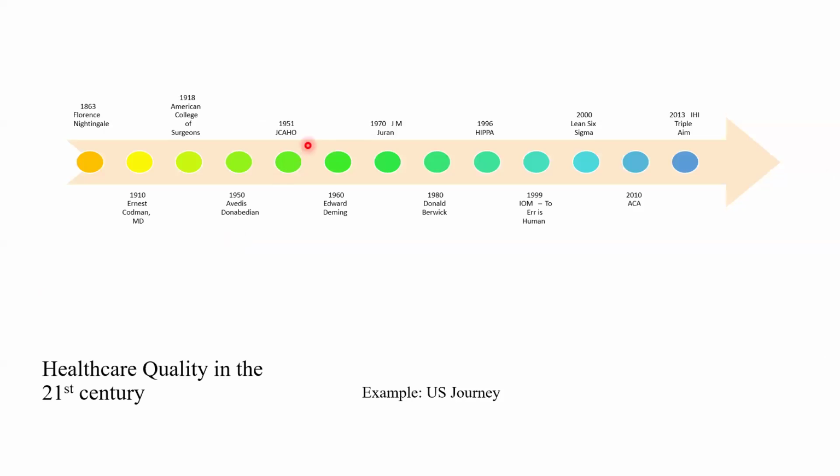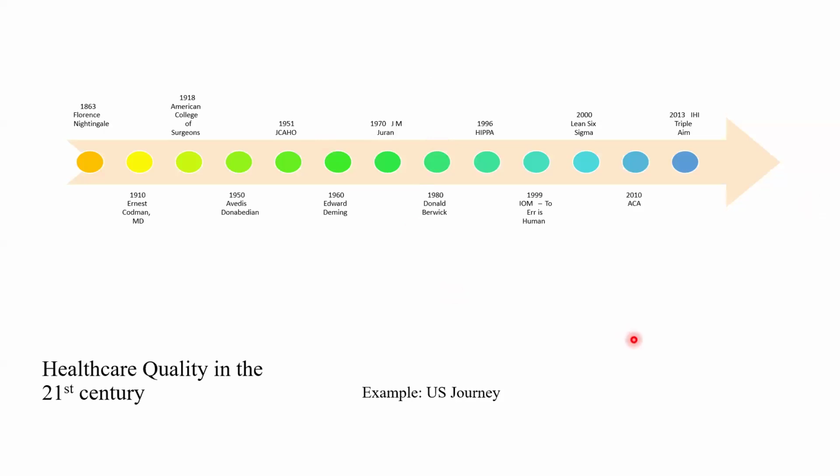Further on, JCAHO started off as a quality aspect, improving standards. It's the Joint Commission on Accreditation of Healthcare Organizations. That's when it first started separating standards of patient safety as well as organizational standards. By the 1960s, Edward Deming, we know him as the father or guru of quality, where Deming's 14 points were started, the 7 deadly diseases, the PDSA cycle that we know so well. Moving on, Juran came through in the 1970s. We are familiar with that trilogy of quality planning, quality control, quality assurance.